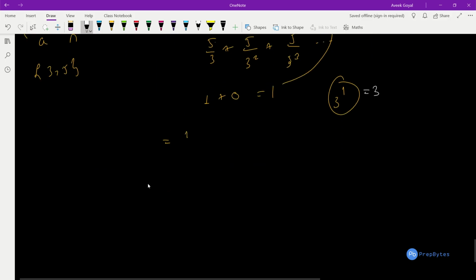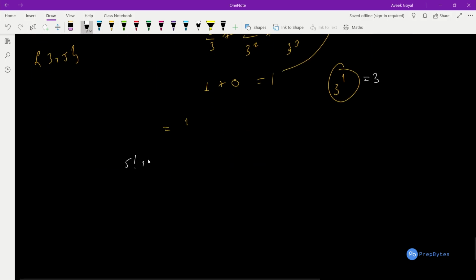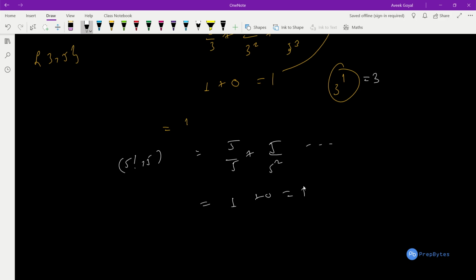Now for the second part, when 5 factorial comma 5, the q value is 5 now, so it is 5 by 5 plus 5 upon 5 square and so on. So 5 by 5 will give me 1 and 5 upon 5 square will give me 0, so its value is 1. This value will be substituted in our equation, so it will become 5 to the power of 1, which is 5, and all these values need to be multiplied. So 5 into 3 will become 15. So 15 is the answer for this particular test case.